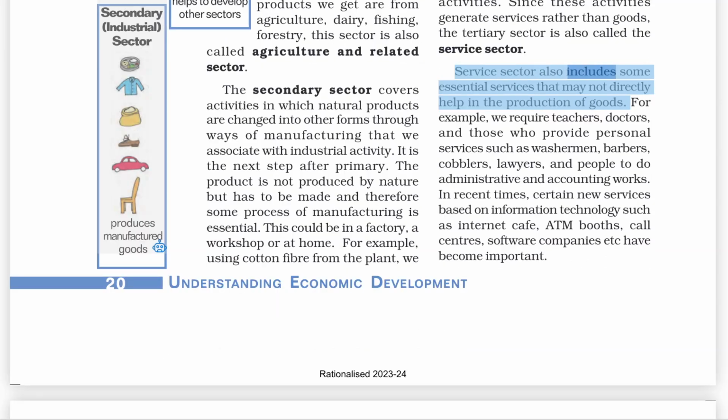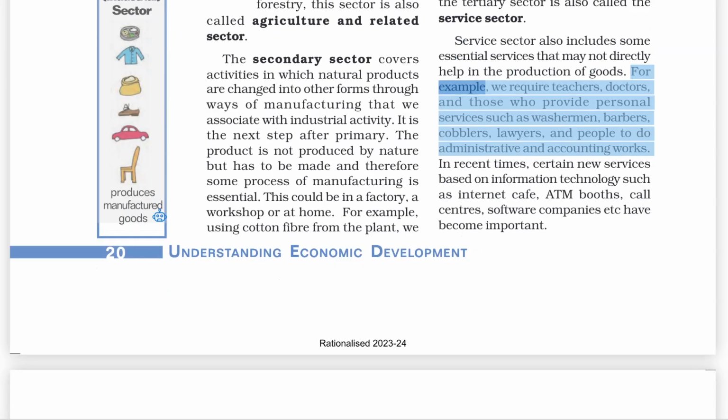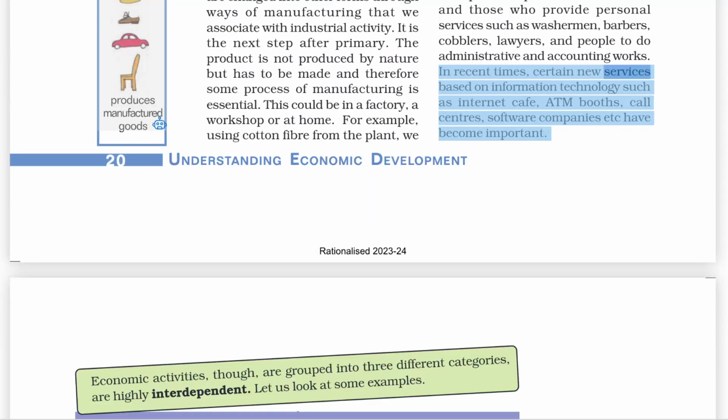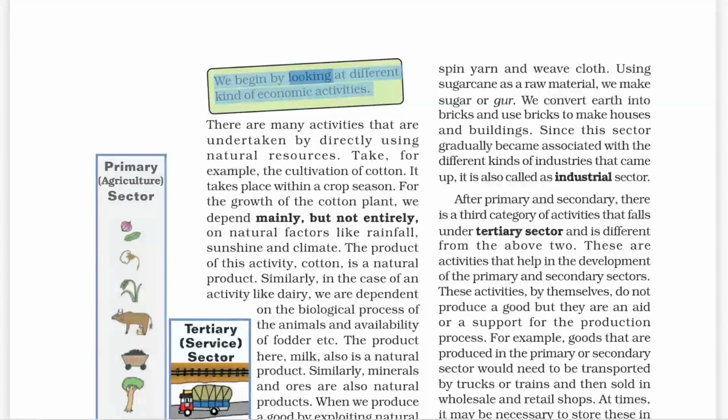Service sector also includes some essential services that may not directly help in the production of goods. For example, we require teachers, doctors, and those who provide personal services such as washermen, barbers, cobblers, lawyers, and people to do administrative and accounting works. In recent times, certain new services based on information technology such as internet cafe, ATM booths, call centers, software companies, etc. have become important. We begin by looking at different kind of economic activities.